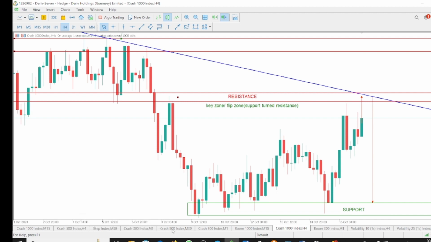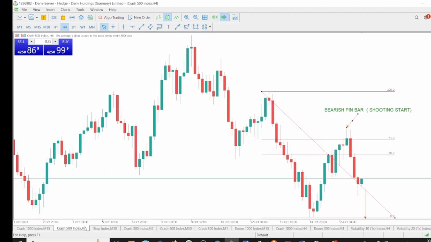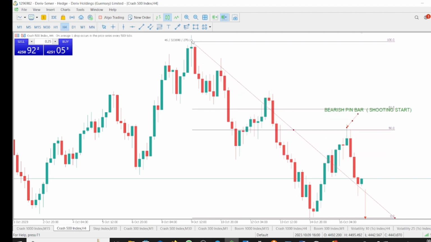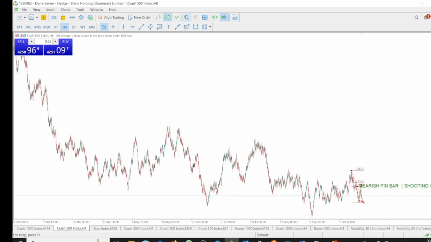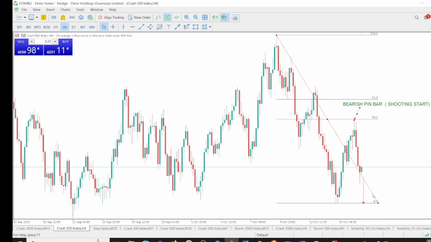There was an analysis on Crash 500, this one. I think I explained two areas. The first one was this one, where we had the first retracement, and price reacted with the 61.8. And then there was this one, which we caught in our VIP group. Price reacted with the 61.8.